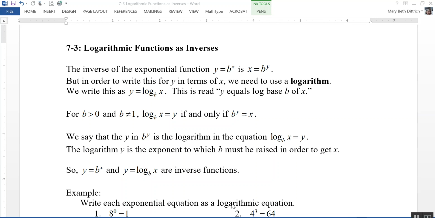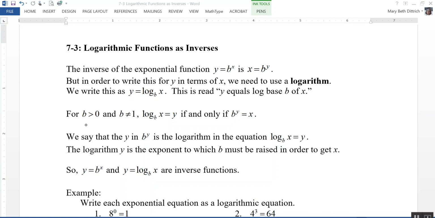Section 7.3 is on logarithmic functions as inverses. The inverse of the exponential function y equals b to the x is x equals b to the y. Remember, we just switched the x's and y's. But in order to write this equation for y in terms of x, in other words, to solve x equals b to the y for y, we need to use something called a logarithm. We write this as y equals log base b of x, and that's how you read it. y equals log base b of x.